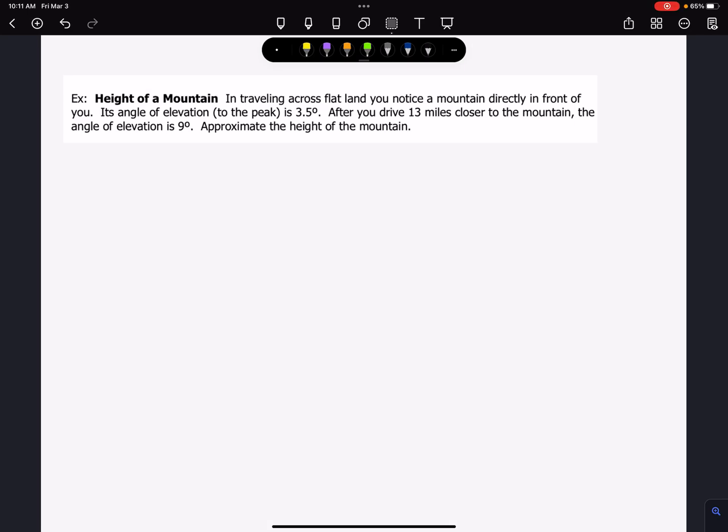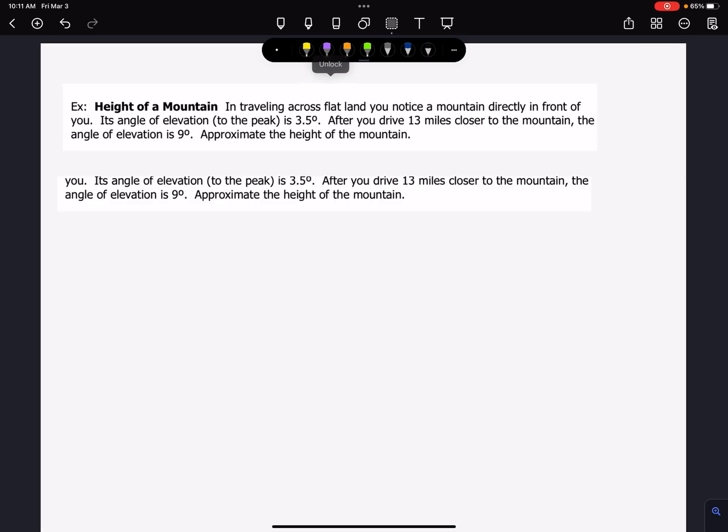In this problem, we're going to try and calculate the height of a mountain. In traveling across flat land, you notice a mountain directly in front of you. Its angle of elevation to the peak is 3.5 degrees. After you drive 13 miles closer to the mountain, the angle of elevation is 9 degrees. Approximate the height of the mountain.